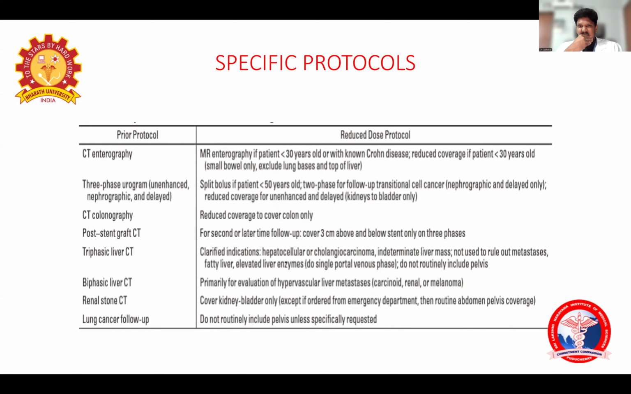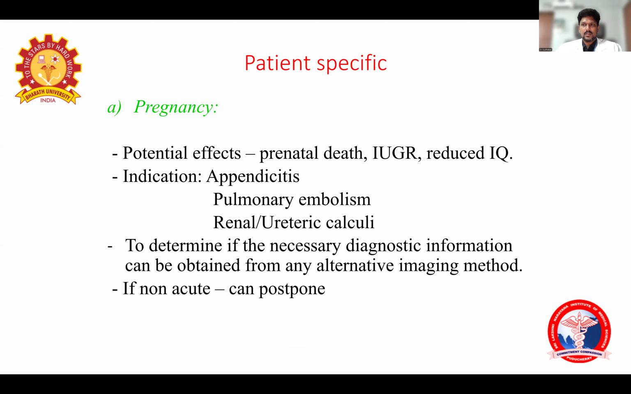Triphasic liver CT, clarified indications like HCC, cholangiocarcinoma, indeterminate liver mass. Not used to rule out metastasis, fatty liver, or elevated liver enzymes. Do not routinely include the pelvis. In case of biphasic liver CT, primarily for evaluation of hypervascular liver metastasis like carcinoid, renal, and melanoma. Renal stone CT: cover kidney and bladder only, except if ordered from the emergency department for a suspected case of acute abdomen. So lung cancer follow-up: do not routinely include pelvis unless it is specifically requested.